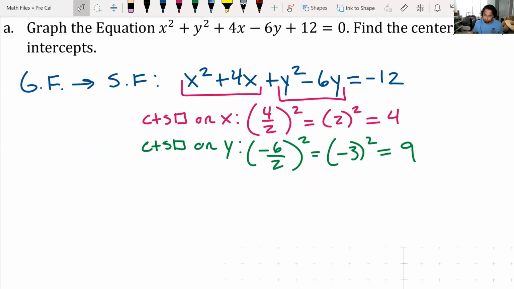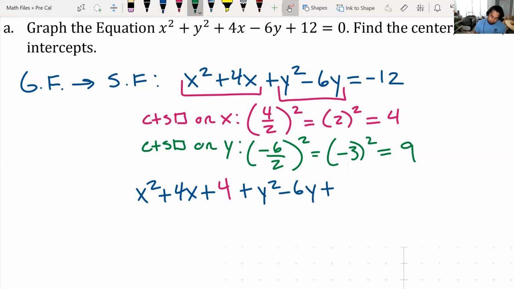Okay, so now putting it together, I'll get x squared plus 4x plus that 4 from completing the square, plus y squared minus 6y plus the 9 from completing the square, equal to negative 12 plus 4 plus 9. Nice and color-coded, right? So all the pieces we needed from completing the square.